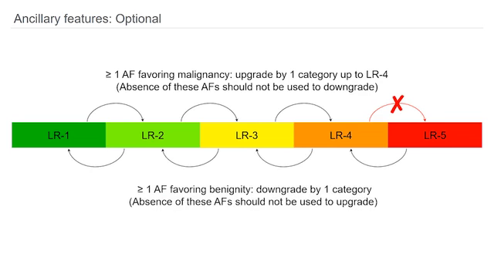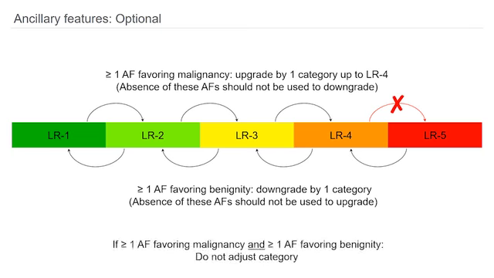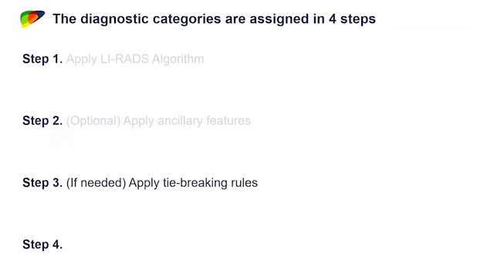If we have one or more ancillary features favoring benignity, we can downgrade by one category. And it's important to remember that absence of ancillary features of malignancy should not be used to downgrade, as absence of ancillary features of benignity should not be used to upgrade the category. And if we have both ancillary features favoring malignancy and favoring benignity, we do not adjust the category, we just leave it as is.